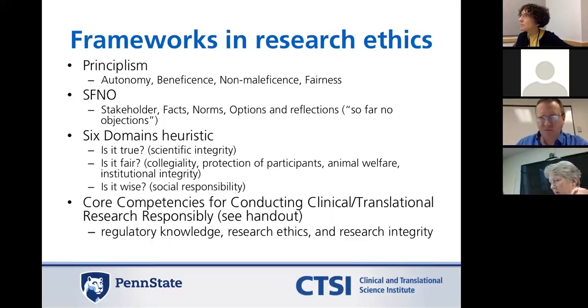I just want to say something quickly about the core competencies: they really came out of the CTSA ethics key function area before those were dismantled. They focus on regulatory knowledge, research ethics, and research integrity issues, and look at the core competencies for really any person engaging in clinical and translational research. I want to make sure this gets handed out and looked over, because I think it's a really good checklist for thinking about your duties and responsibilities as a CTSI researcher.